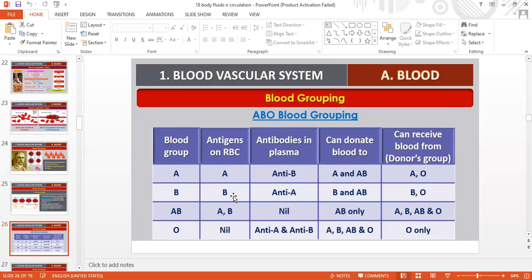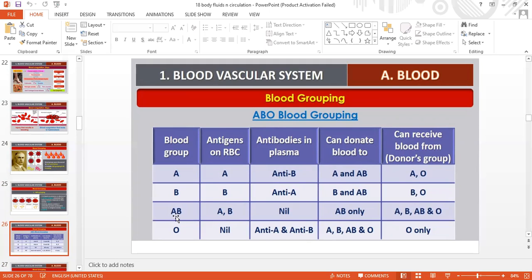and O. Same way, a person having blood group B has antigen B, and antibody anti-A is present. It can donate blood to people having blood group B and AB, but can receive from B and O.